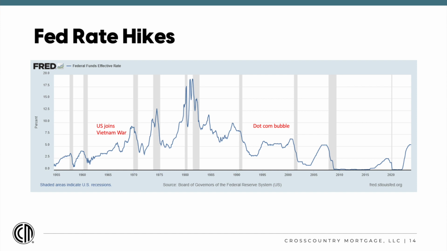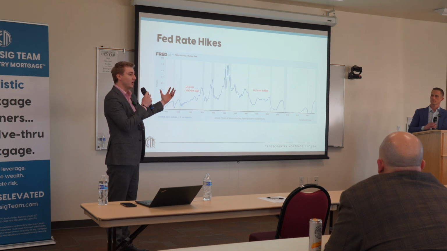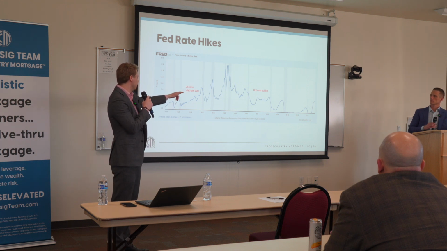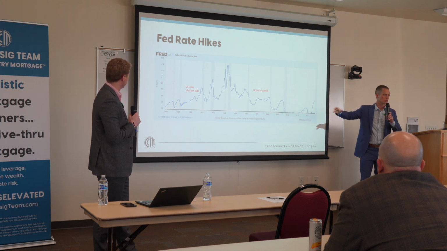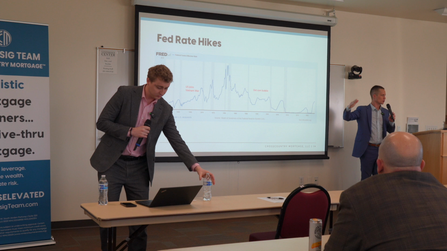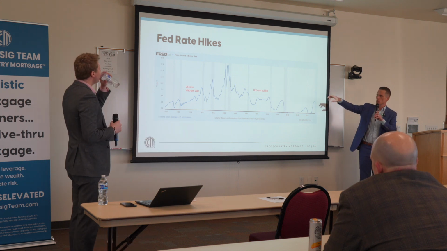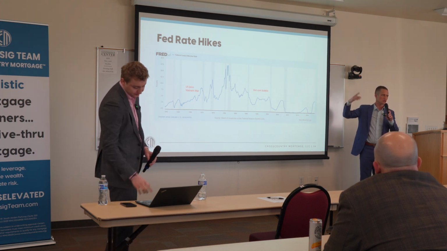First one was the Vietnam War. The economy is artificially doing okay because of the war. And same thing with the dot-com bubble. So those are the only outliers since 1955 that when the Fed hikes rates, and they go through a rate hike cycle, those are the only 2 times we haven't hit a recession. And those are significant times.